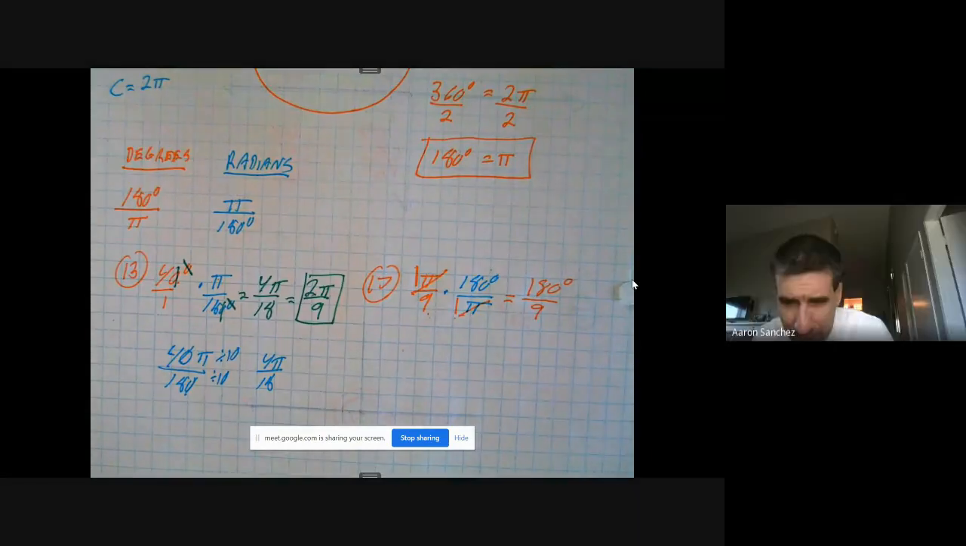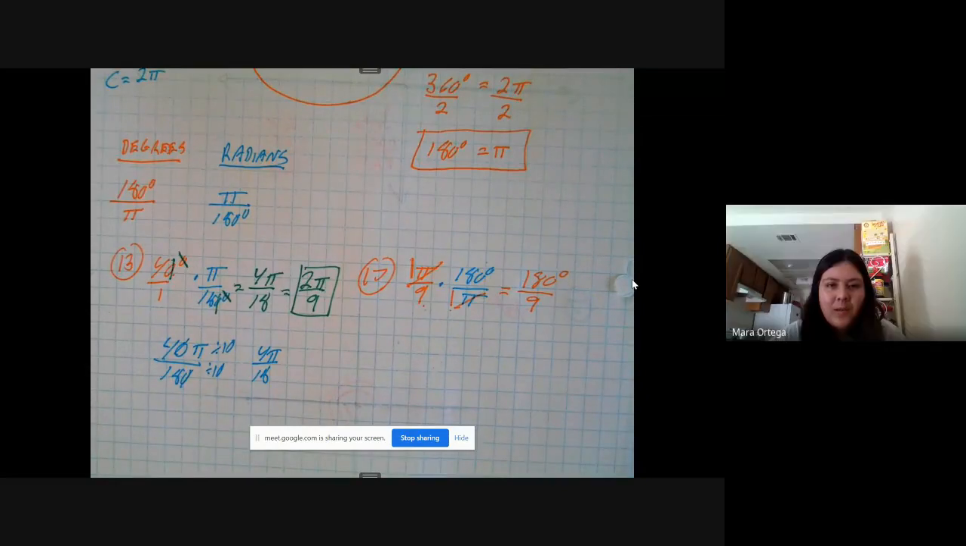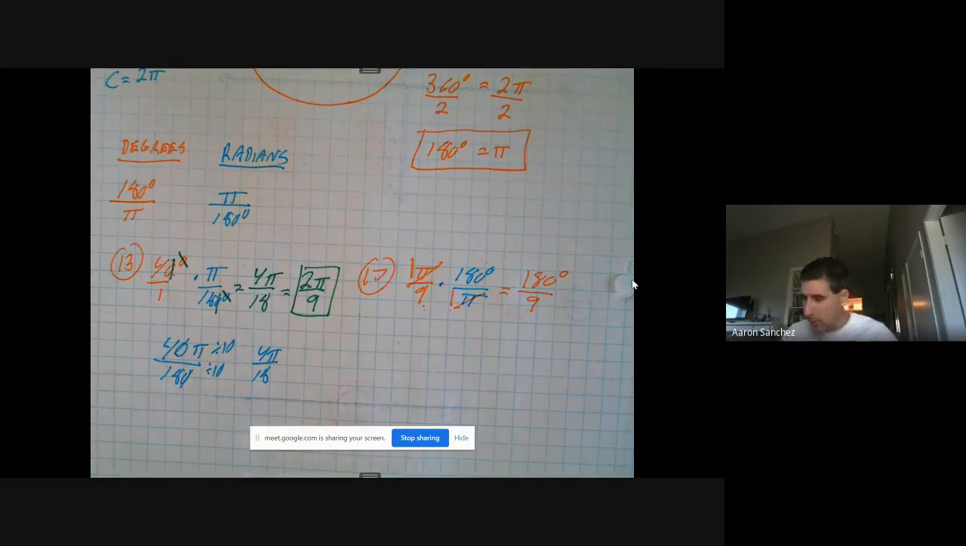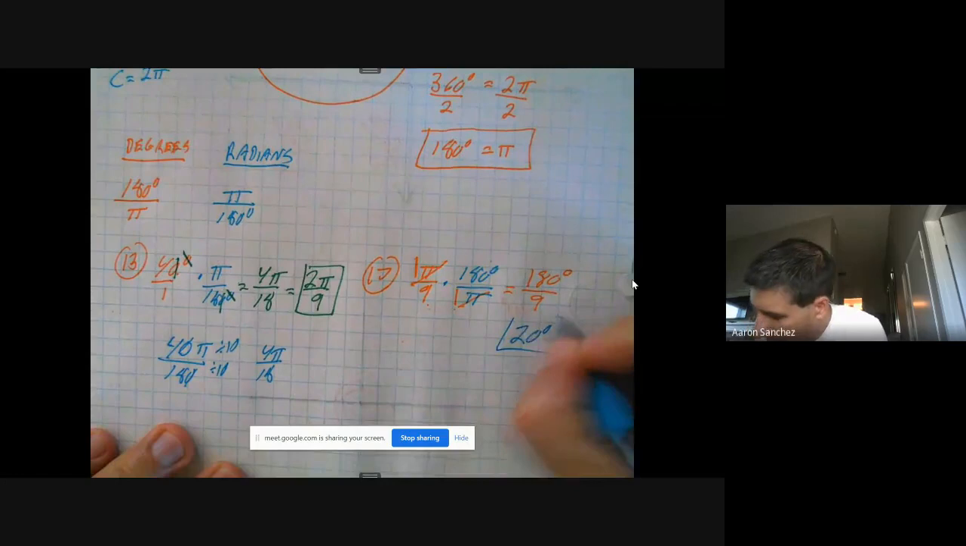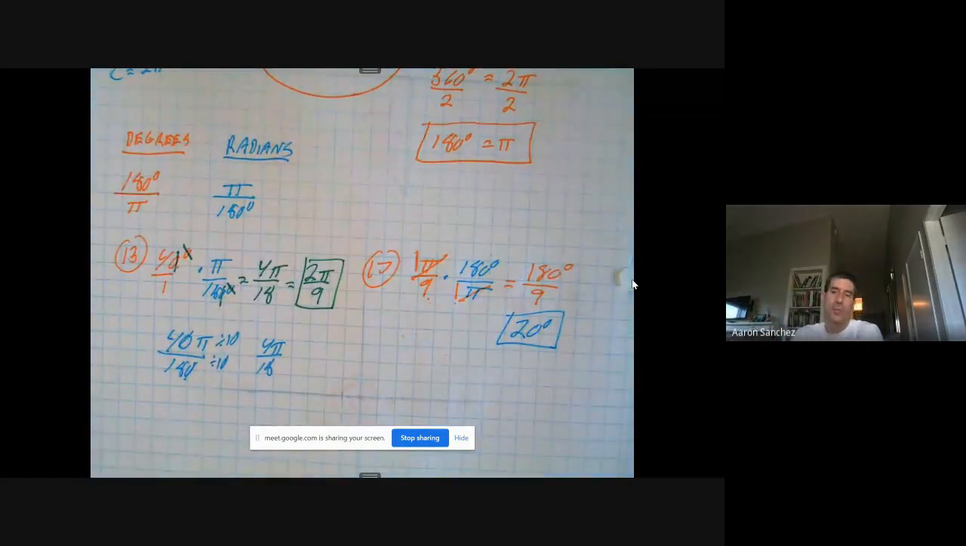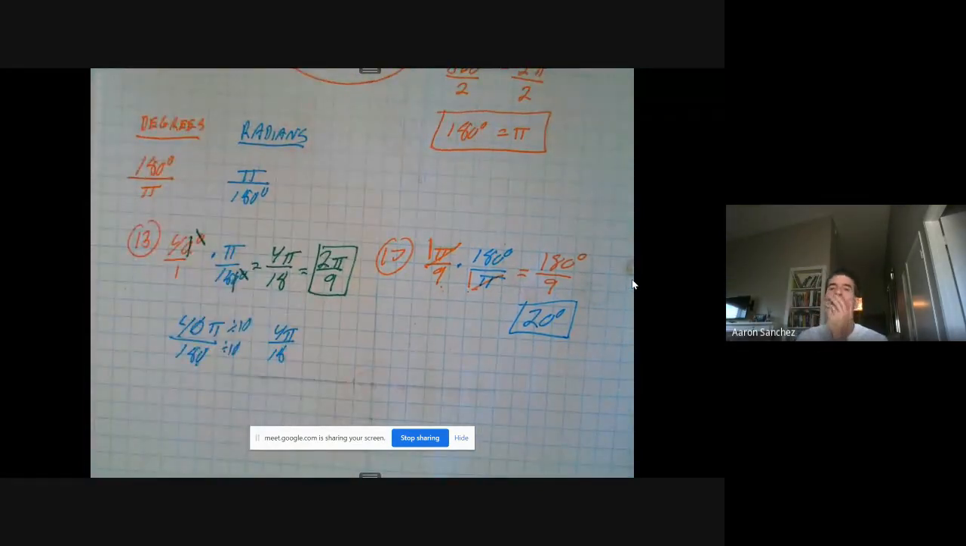Yeah, it does. Okay, so what would I do next to simplify that? You would divide 180 by 9. Let's do it, which would be, and don't forget your degrees, 20 degrees. And that's all you got to do. So the main thing is you have to know which one of these to use. You got to know which one of those to use.